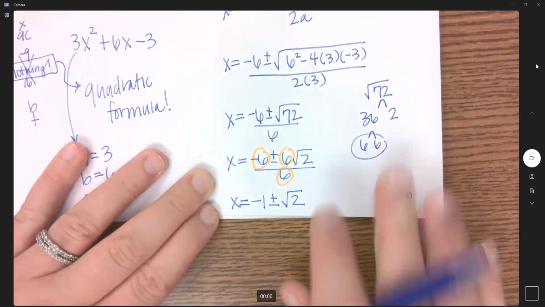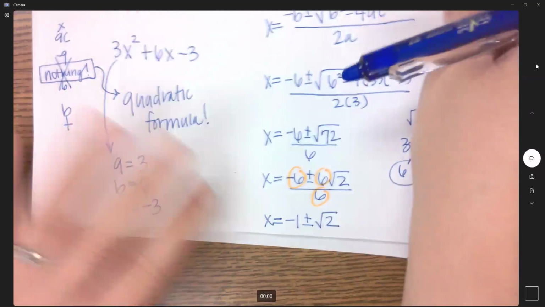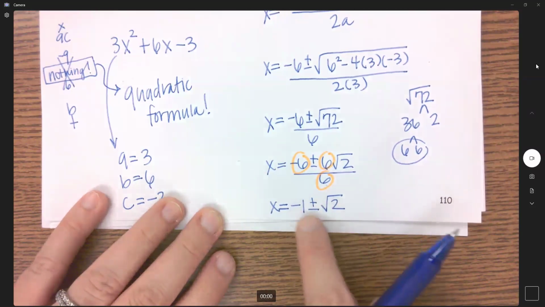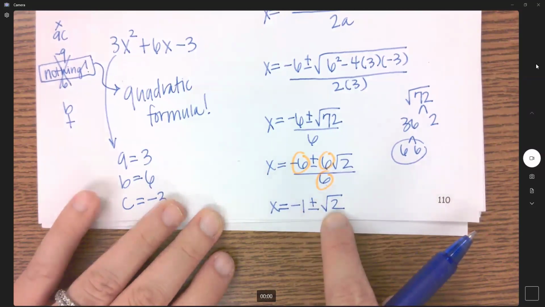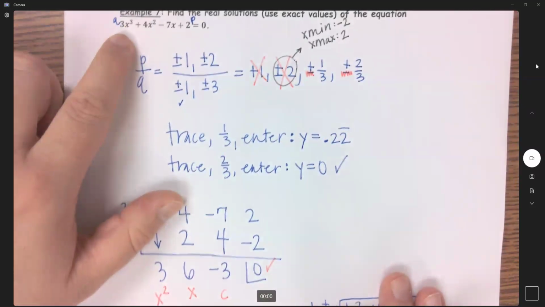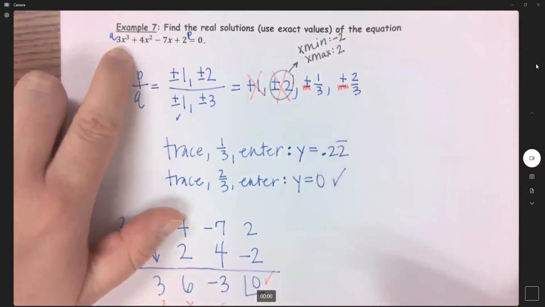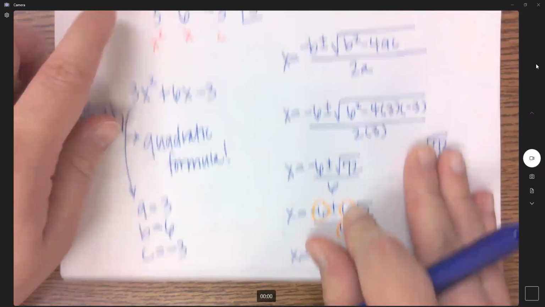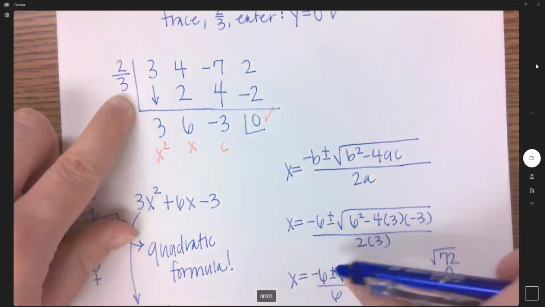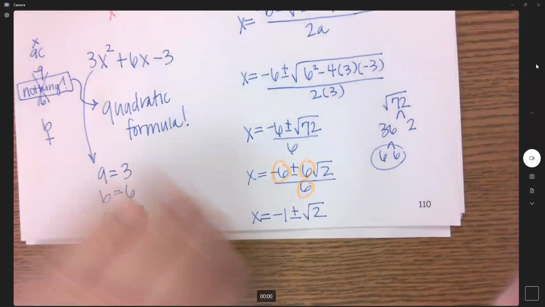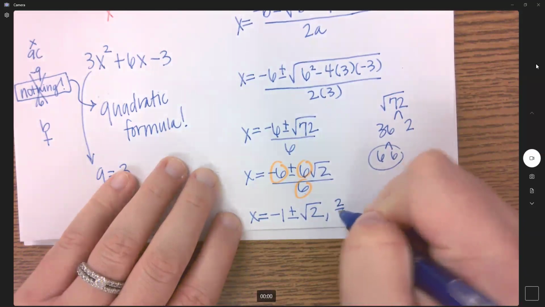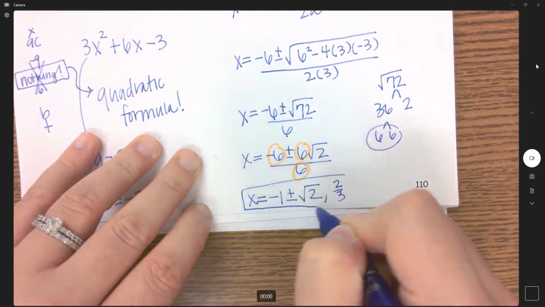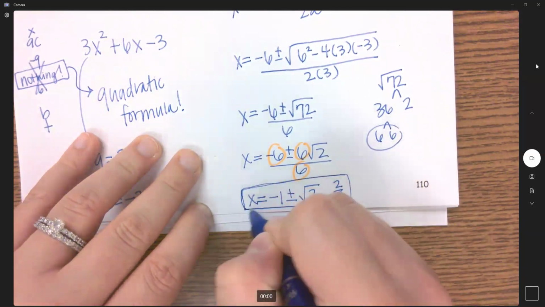Here are 2 of my real solutions. We have -1 plus the square root of 2 and -1 minus the square root of 2. So what's the third one? Because this is an x cubed, we know we have 3 solutions. So what is my third solution? And it's what we divided out when we were looking at that graph. So these are my 3 solutions right here.